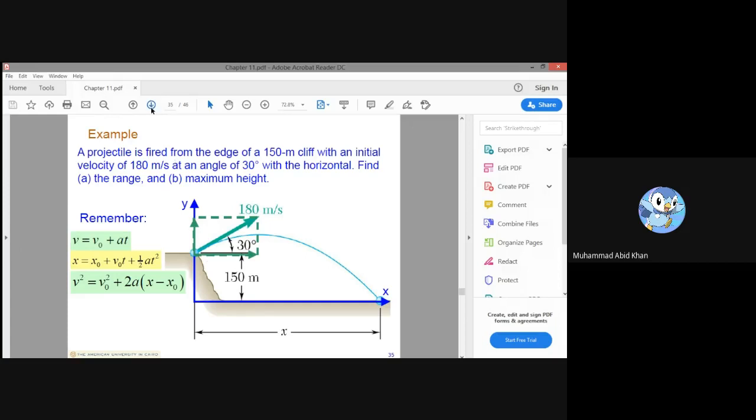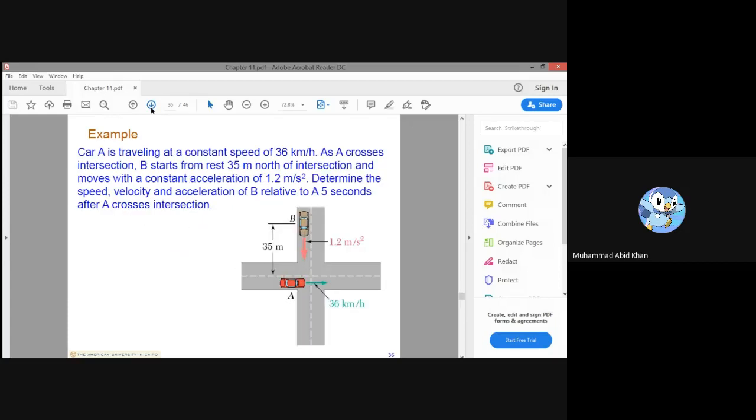Let's see the next part. And here is a next question. This example is given. Car A is traveling at a constant speed of 36 km per hour. This car A is traveling constantly at 36 km per hour as it crosses an intersection.